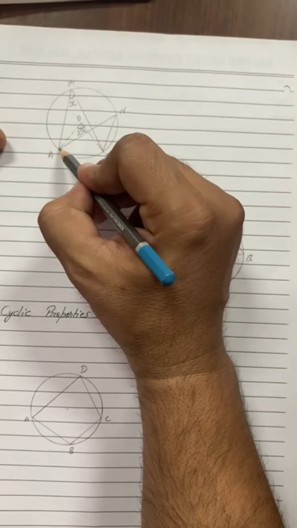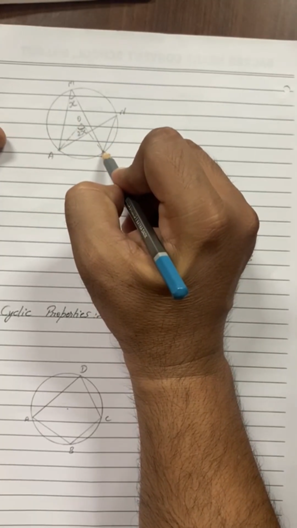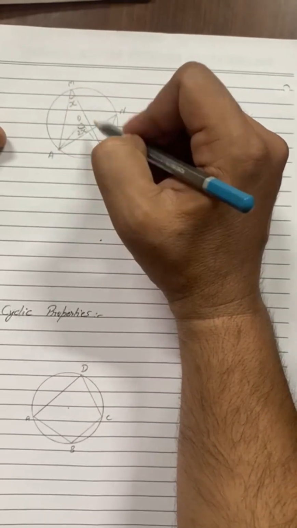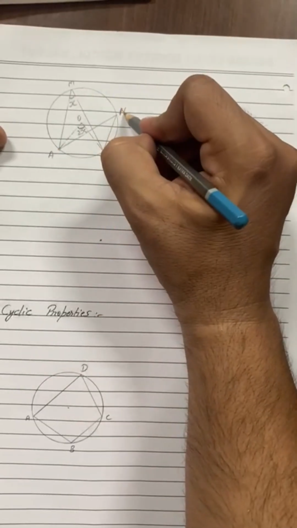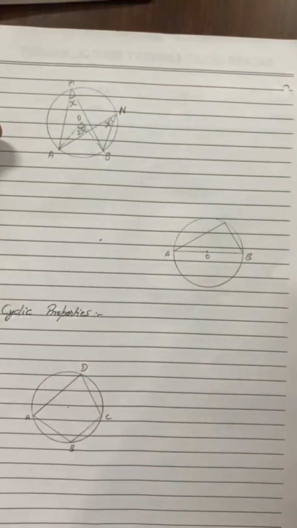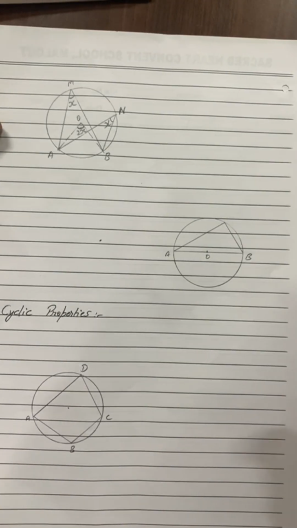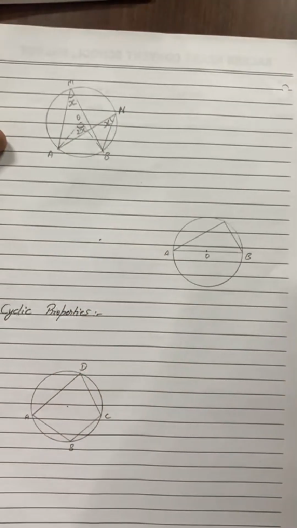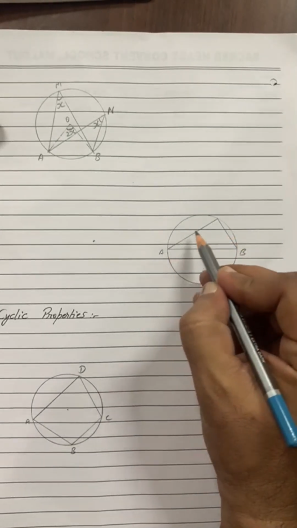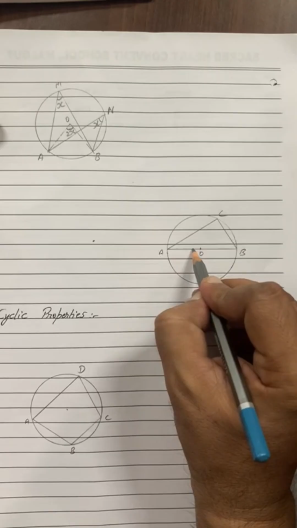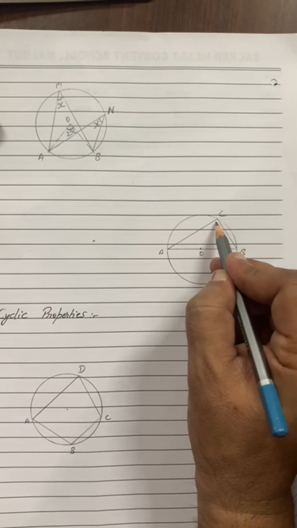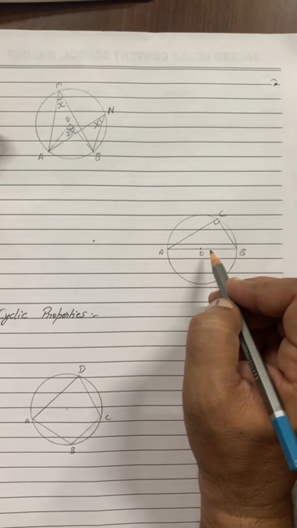After this, arc AB subtends equal angles on the circumference. Angle AMB, if it is x, then angle ANB also comes out to be x. Angle subtended by the same arc on the circumference is always equal. Next theorem is angle in a semicircle. AB is a diameter, then the angle subtended by this diameter in the semicircle is always 90 degrees. It's a right angle.